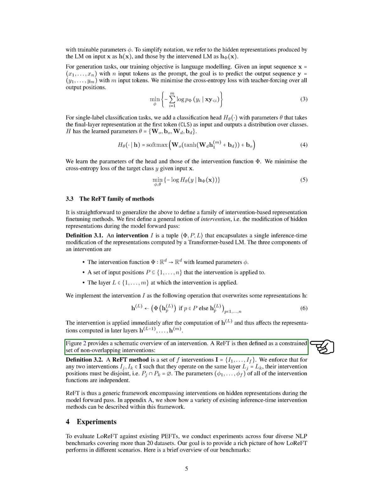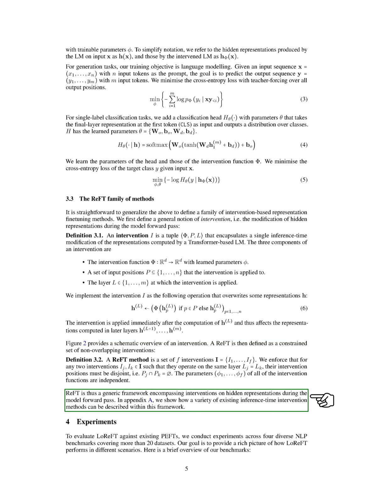A ReFT method is a collection of non-overlapping interventions, each with its own set of parameters. These interventions act on hidden representations during the model's forward pass. We demonstrate how various existing inference time intervention methods fit into this framework in section Defs.